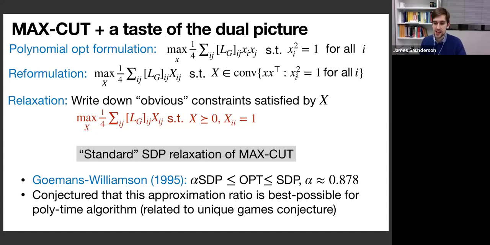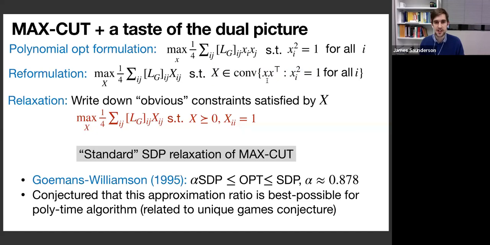So what's the most natural first relaxation you could come to? And that is to just say, okay, I'm going to consider symmetric matrices X that are in the convex hull of XX transpose, where x is a binary vector. And I'm just going to write down the obvious constraints that are satisfied by this.